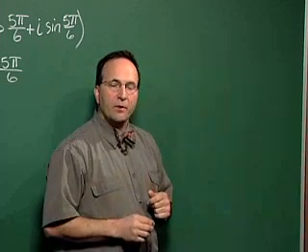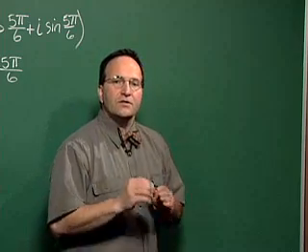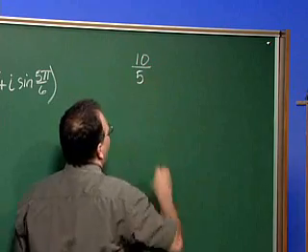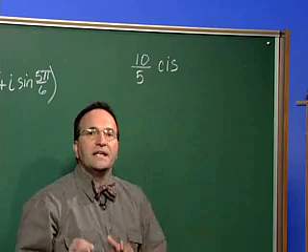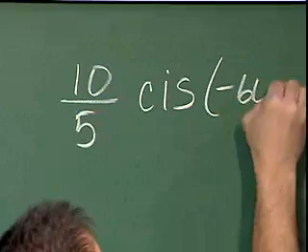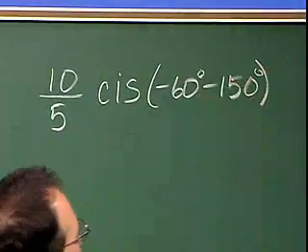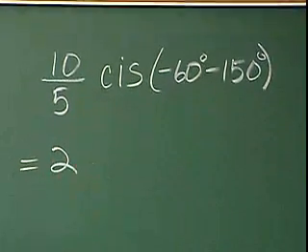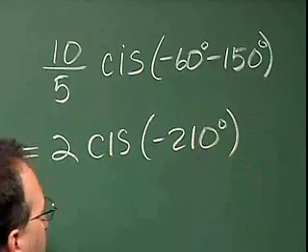So to do this problem, I'm going to use abbreviated form. We start off by dividing the two r values, 10 divided by 5. And then we use cis of the difference between the two angles. Now, the first angle was negative 60, and from that, I would subtract 150. So what I get is 10 divided by 5 is 2, cis of negative 210 degrees.